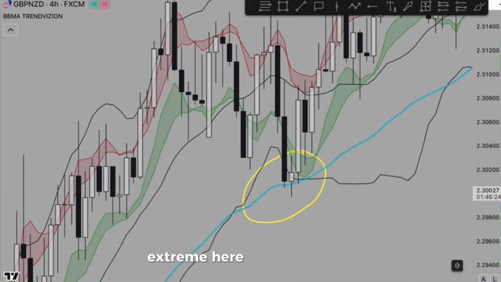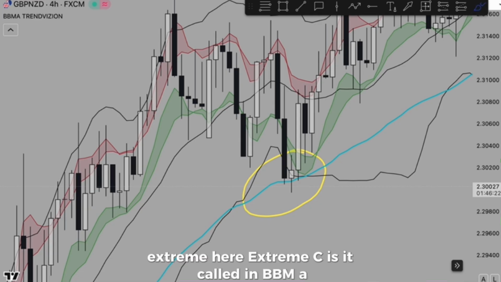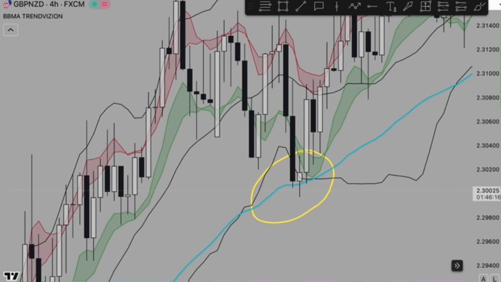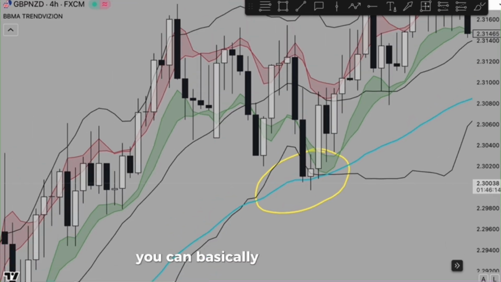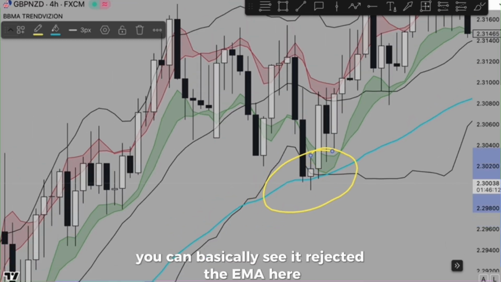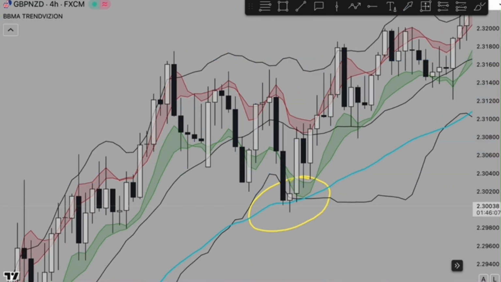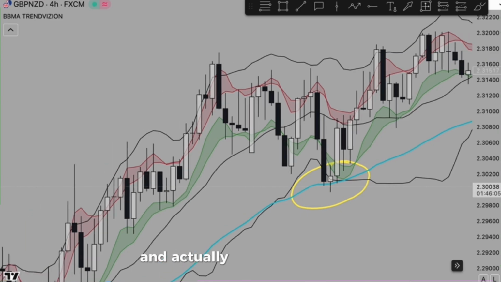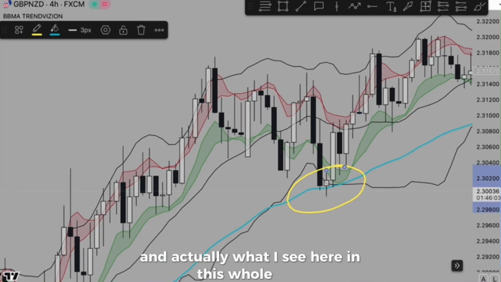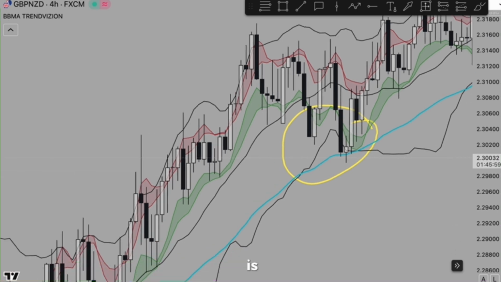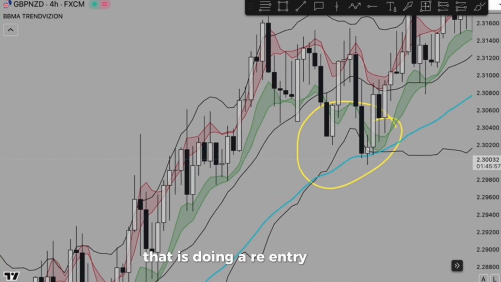So we land right on an extreme here. Extreme C is what it's called in BBMA, because it's the third extreme. And you can basically see it rejected the EMA here and price went up, right? And actually what I see in this whole area is that it's doing a re-entry on the daily.